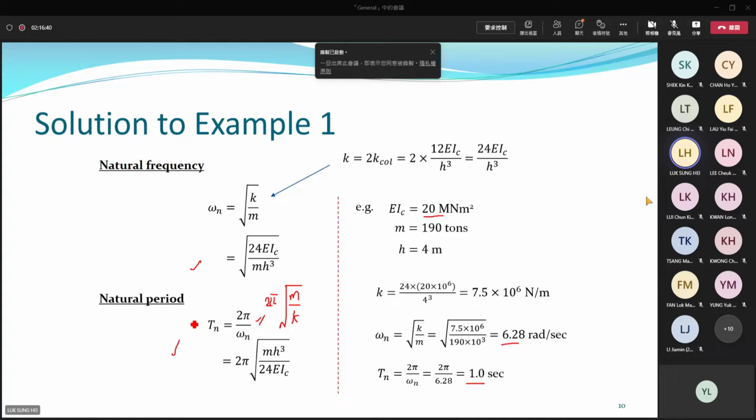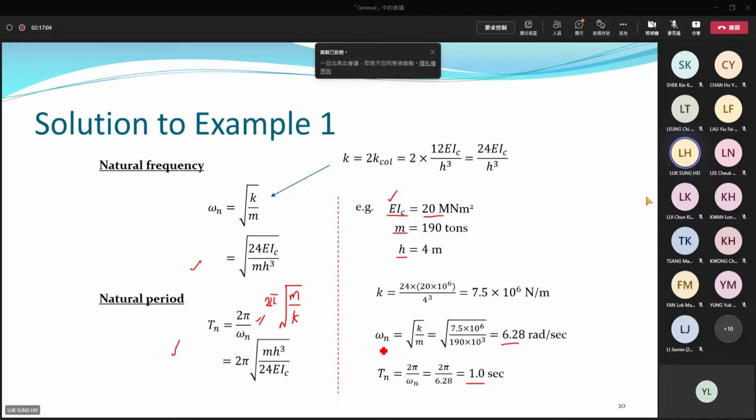EI depends on the shape of the column. EIc depends on the shape of the column and on the material property, whether you are using steel or concrete. Mass depends on the density of the materials and the size of the member. H is the height of the story, the height of the building.